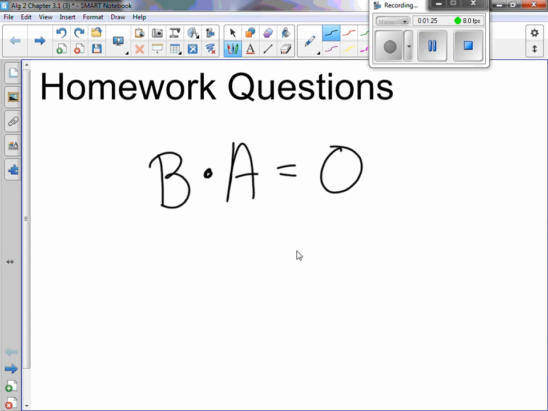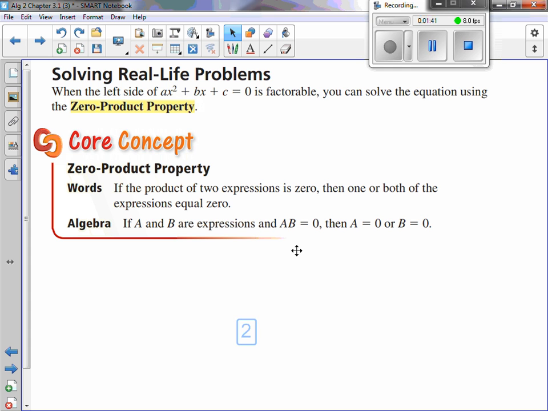Well, for this one, one of them has to be 0, because any 2 things multiplied together that give me 0 means that either A is 0 or B is 0. One of them has to be 0, yes? If the product of 2 expressions is 0, then one or both of the expressions equals 0. That is the zero product property.